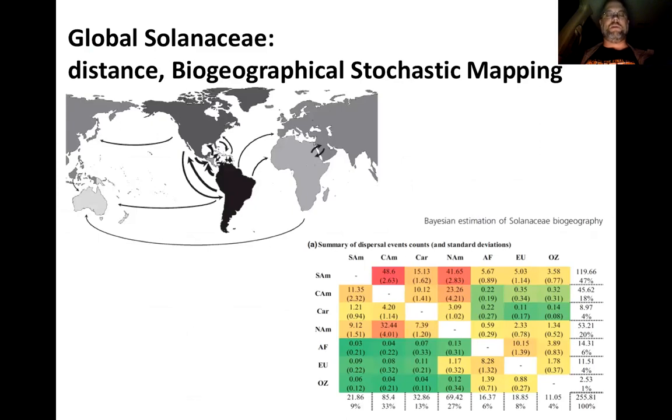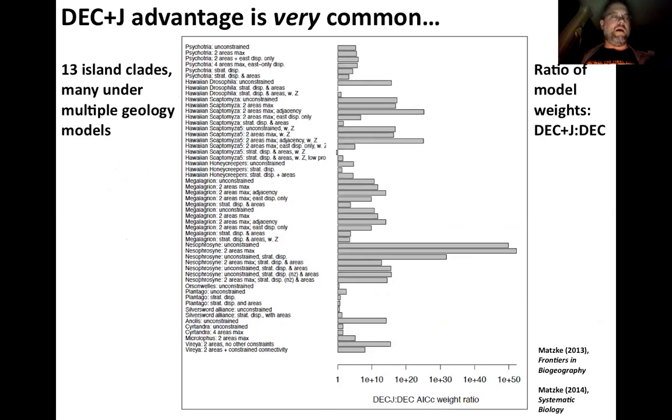So this was Dupin et al. 2017, Journal of Biogeography, just to set us up. This phenomenon of DEC+J having a big statistical advantage is very common. In my initial paper, Systematic Biology in 2014, I looked at this in a whole bunch of clades, and almost all, but not all, clades showed this advantage, often with pretty ridiculous improvements in log likelihood and AIC.